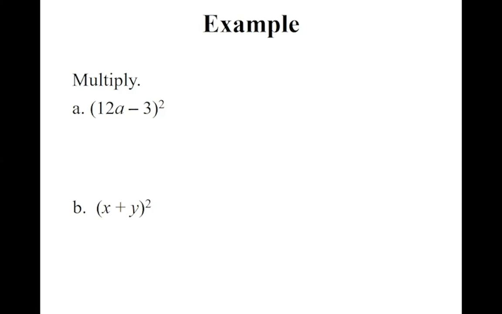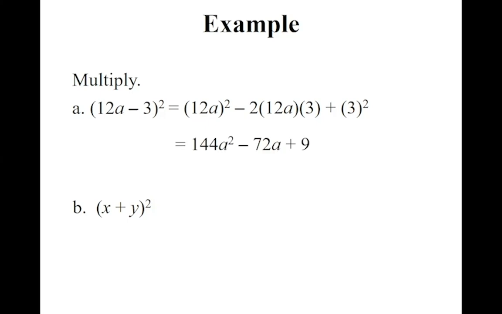I'm going to use the formula here, though. You can FOIL 12a minus 3 with 12a minus 3 and get to the answer. But I'm going to square the first. Then I'm going to subtract 2 times the first times the second. Then I'm going to add what I get when I square the second. 12a, the quantity squared, is 144a squared. 2 times 12 is 24, times 3 is 72, so minus 72a. And then 3 squared is 9, so plus 9. The formula gets us there a little quicker.